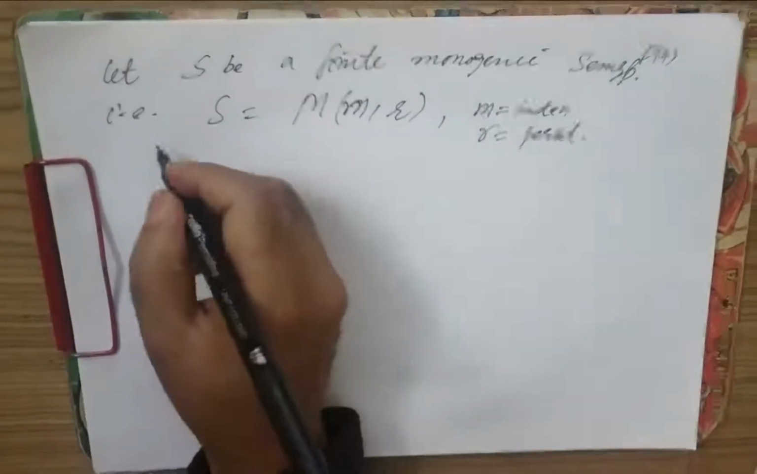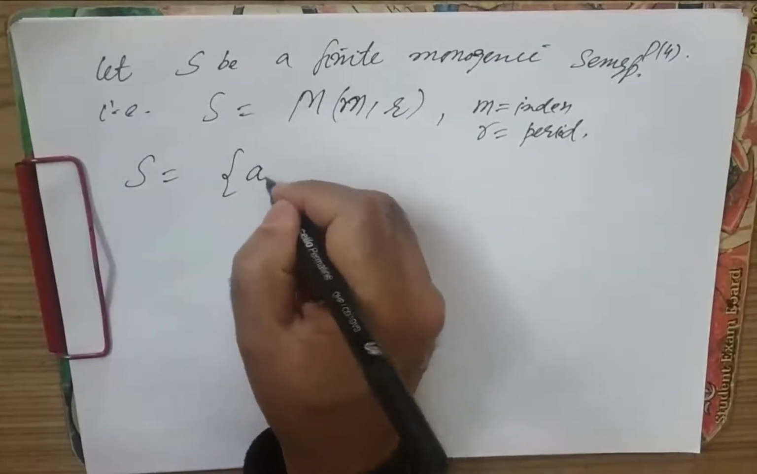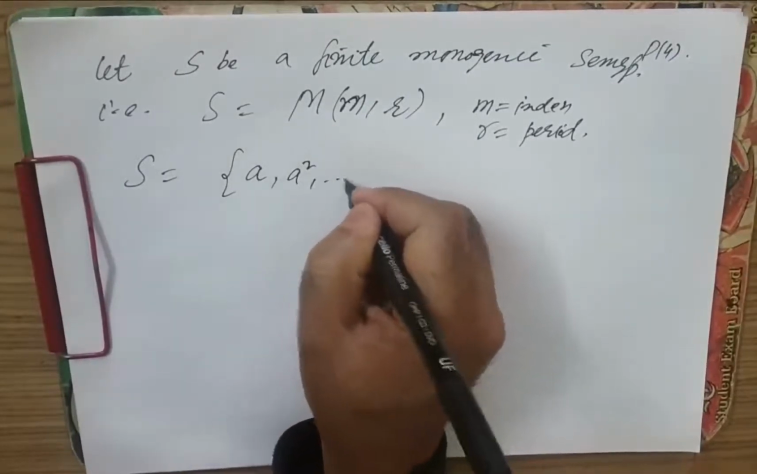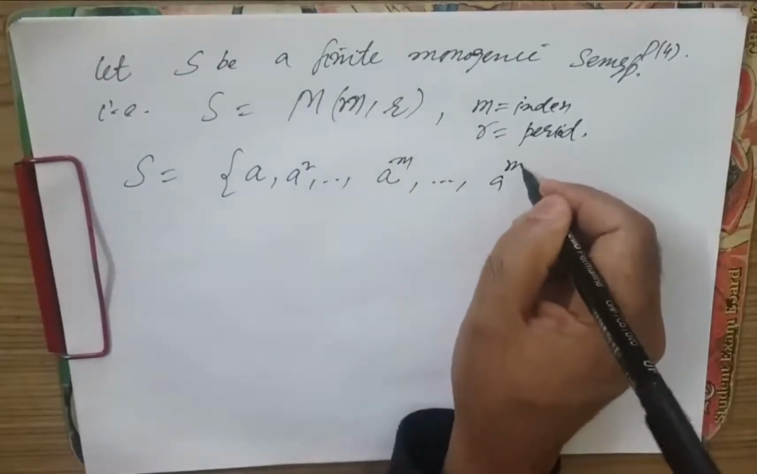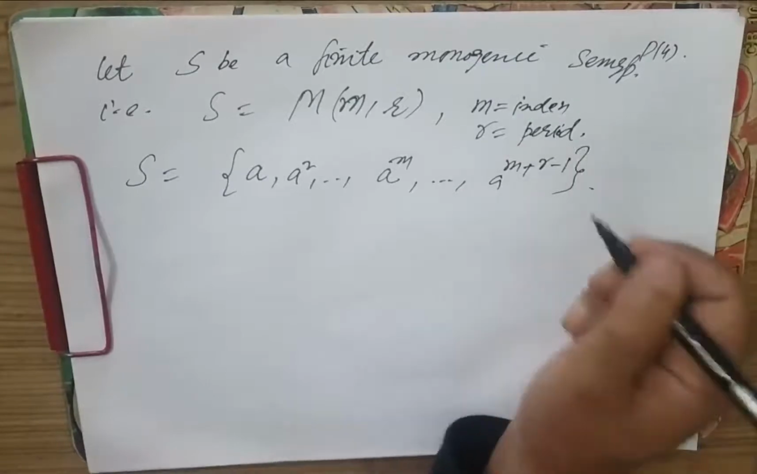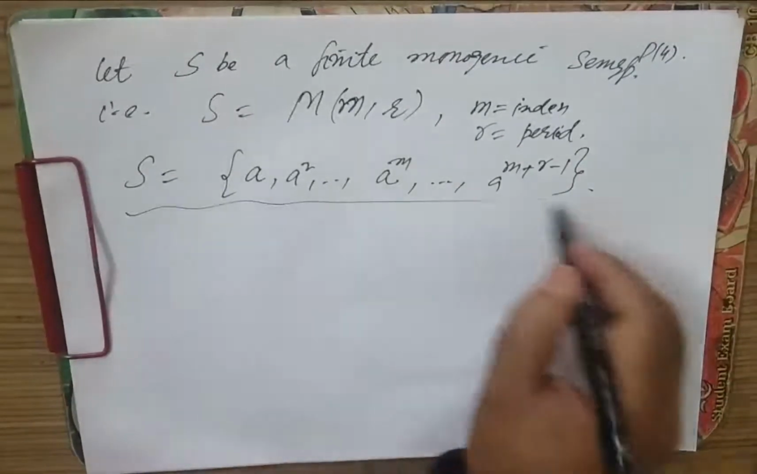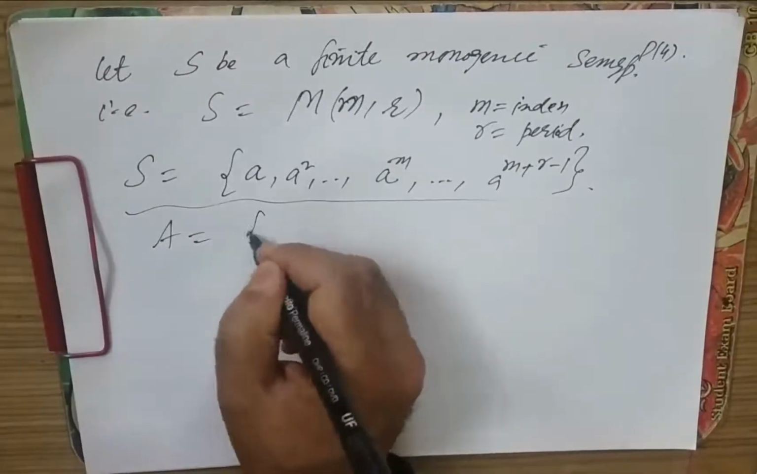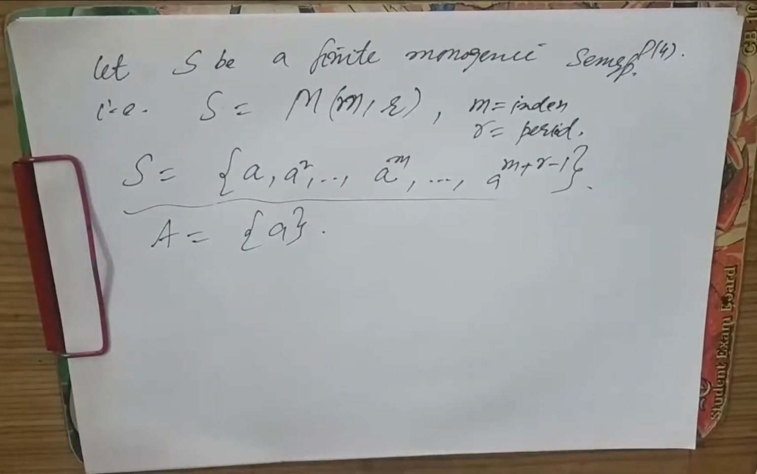So what is this S actually? S is equal to A, A square, and so on up to A power M plus R minus 1. This is our semigroup. And here A is generated by the singleton set A.